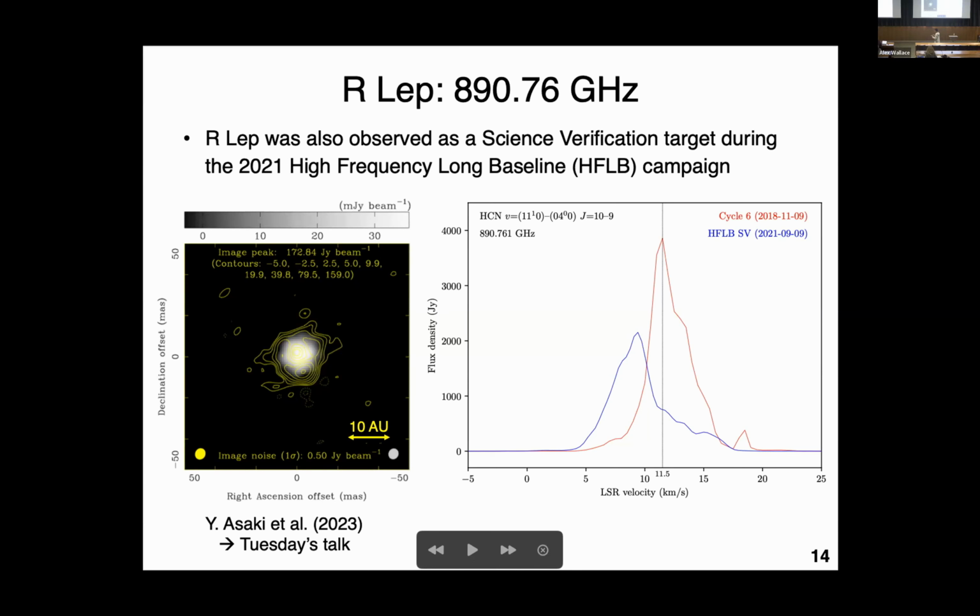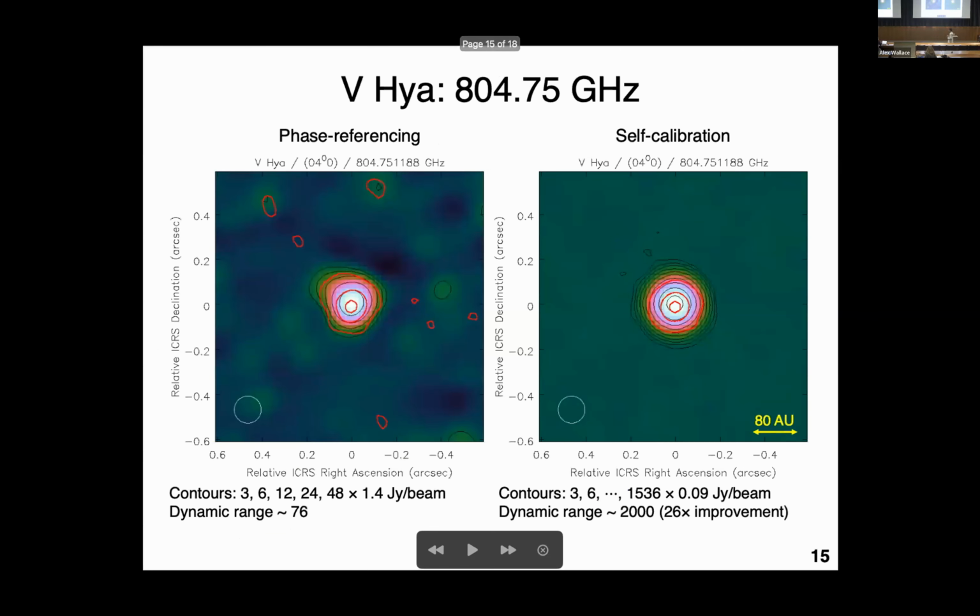If you go through the channel maps in detail, we also see that along the line of sight towards the surface of the star, we see weaker emission or in fact absorption against the background continuum. This is the high frequency campaign in 2021. Combining with my data in 2018, we also see variability in both the intensity and the line profile of the emission line. I'm here showing a very similar example for another object, Hydra, at 805 gigahertz.